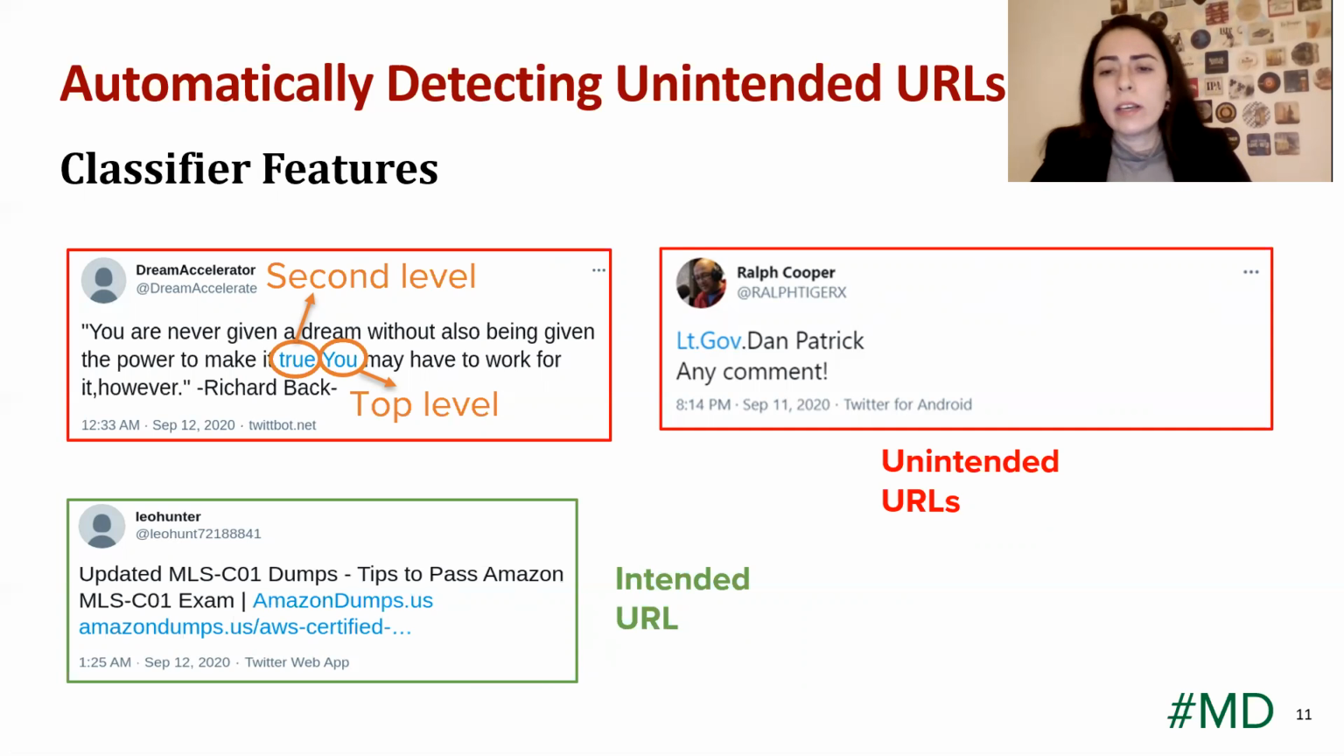So if you look at the second unintended URL we have here, which is lt.gov, you can see that this is an abbreviation that people usually use. So this unintended URL isn't caused by some mistake. So it is actually sort of like a legitimate usage. It is like a grammatically correct usage, but still this became an unintended URL in Twitter.